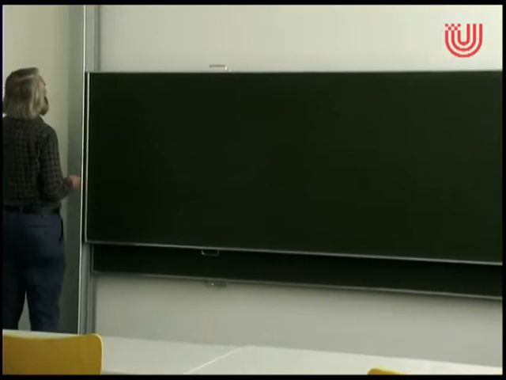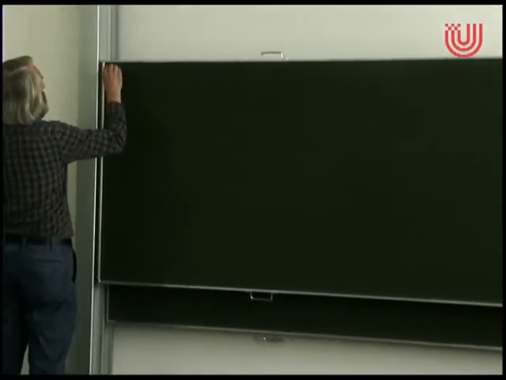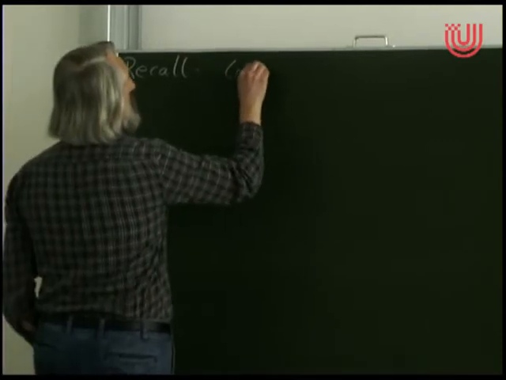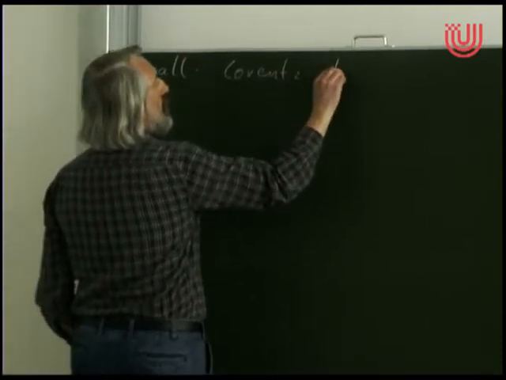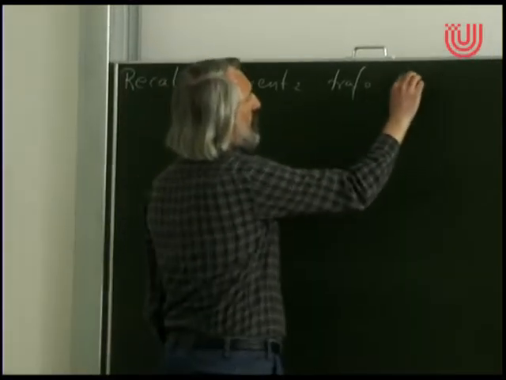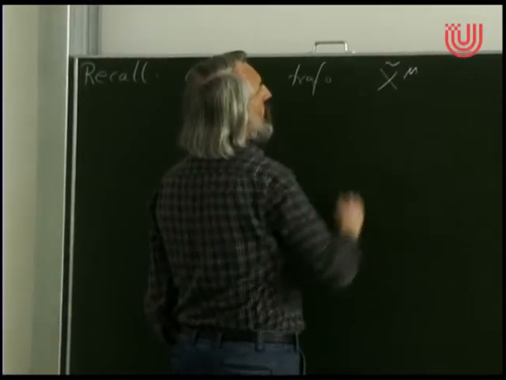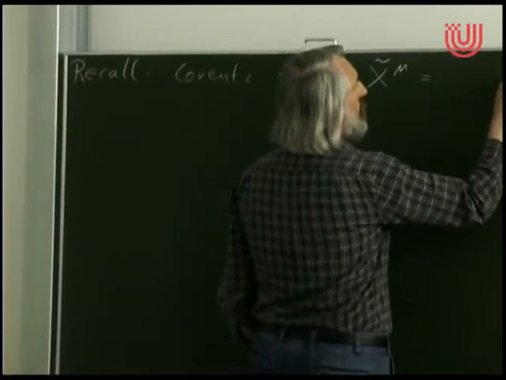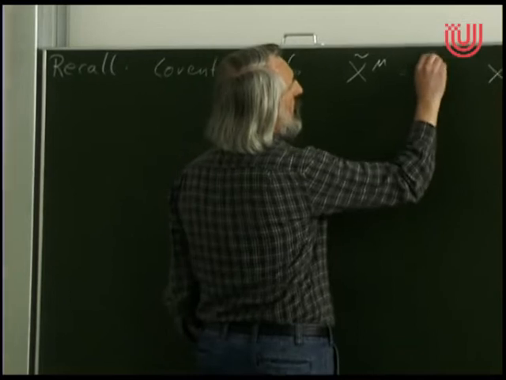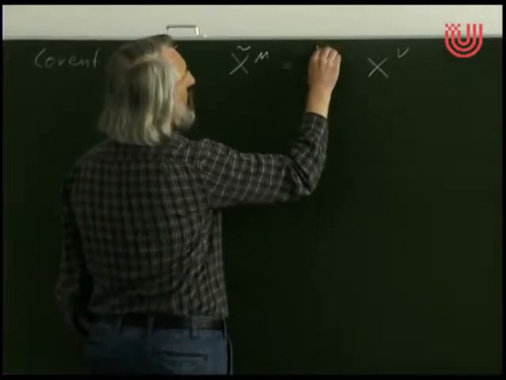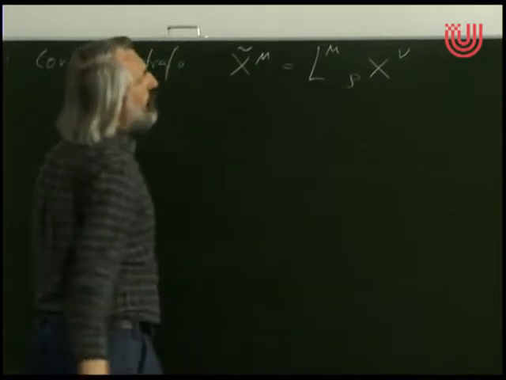So recall. A Lorentz transformation is a linear transformation which gives me new coordinates x mu tilde in terms of old coordinates x nu just by multiplying it with the coefficient matrix. And I write it in this form.